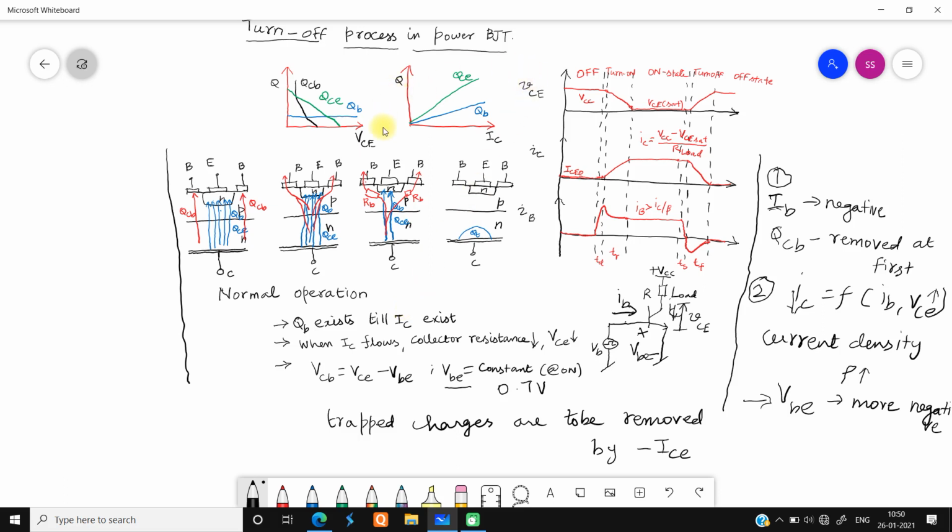So the total turn off process consists of two periods. One is the storage period that we have mentioned here as TS. So TS is the storage period or storage time, and TF is the fall time. In this fall time, the trapped charges are reduced by the negative current of the ICE. Okay, so this is how the turn off characteristics of the power BJT are constituted.